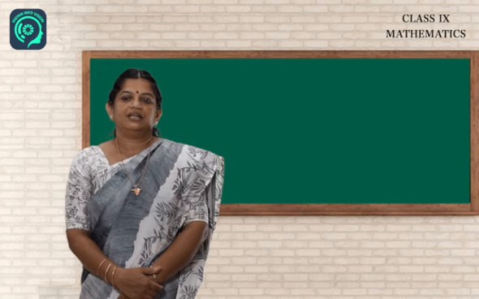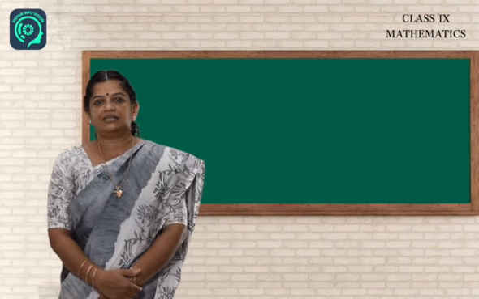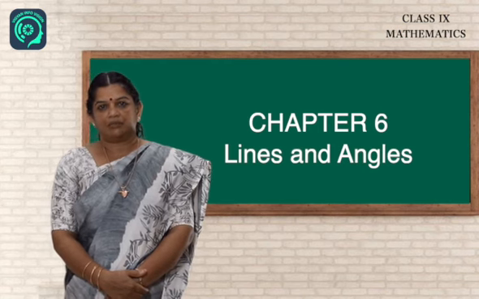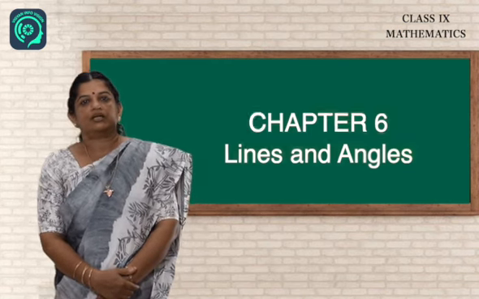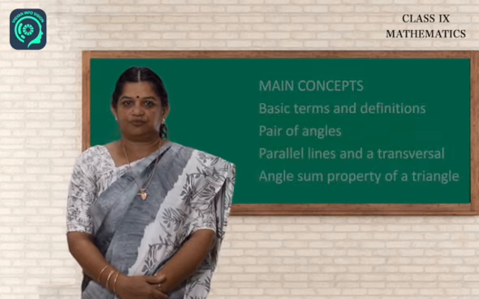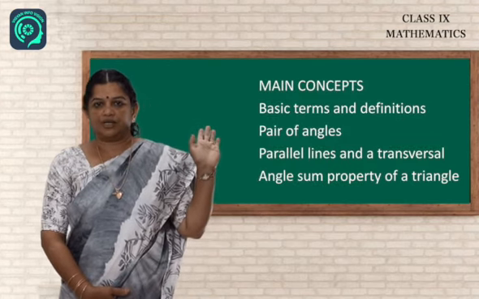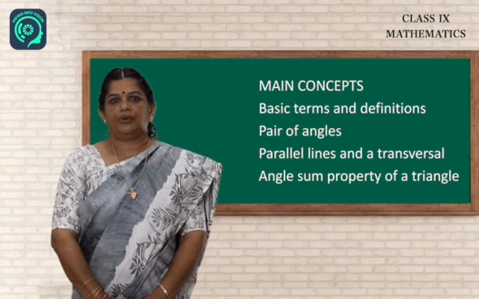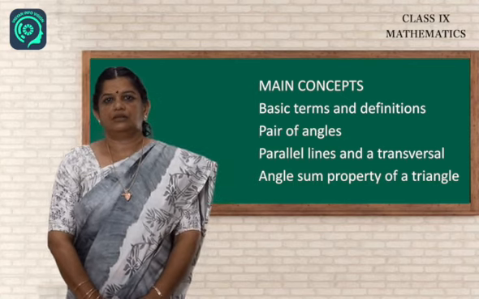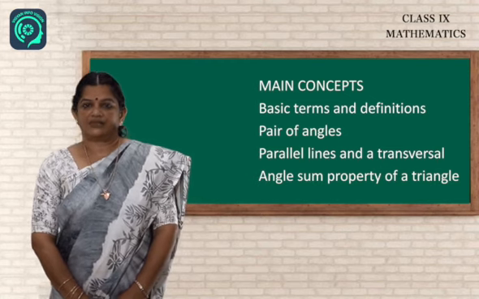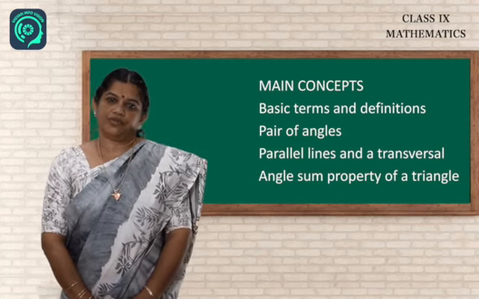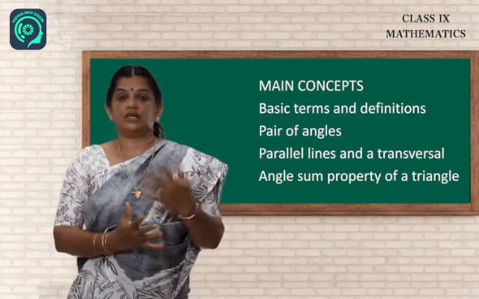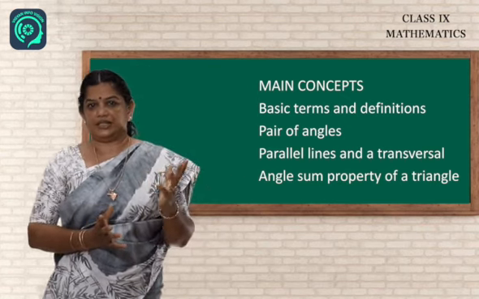Today let us start the 9th standard mathematics lines and angles lesson. Before going to the chapter, let us see what the main concepts in this lesson are. The main concepts are basic terms and definitions, pair of angles, parallel lines and a transversal, angle sum property of a triangle. So, before going into detail, let us recall the concepts we have already studied in our previous series.